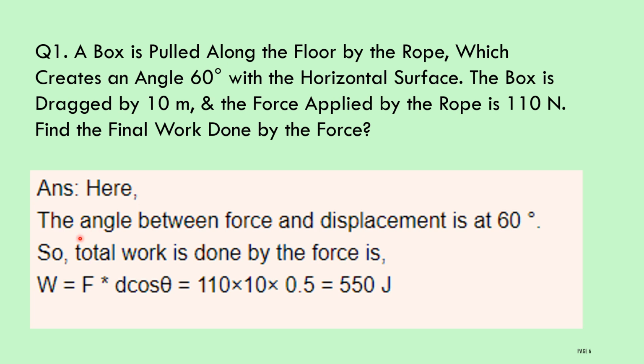Here they have given the angle between the force and displacement as 60°. So the total work done is given by the formula: work done equals force into displacement into cos theta. Here force is 110 Newton, into distance 10 meter, into cos 60°. Cos 60° has a value of 1 by 2, which is 0.5. If you solve this, you will get 550 joule. This is the total work done.